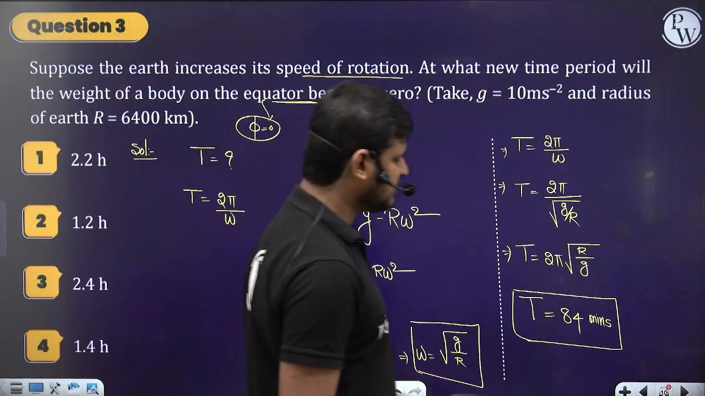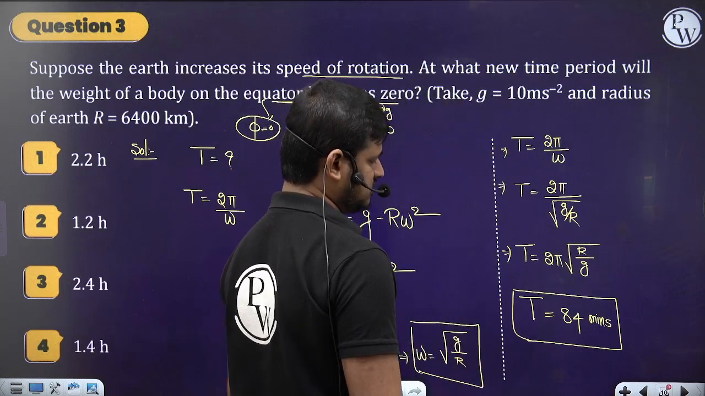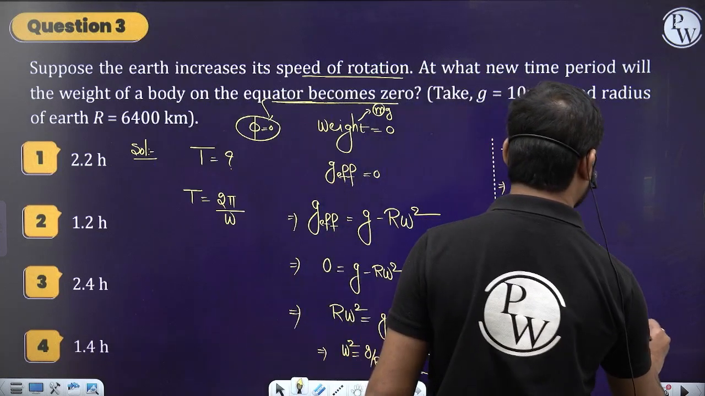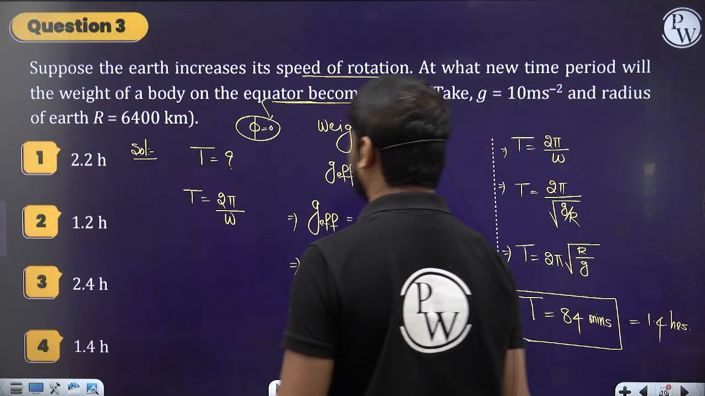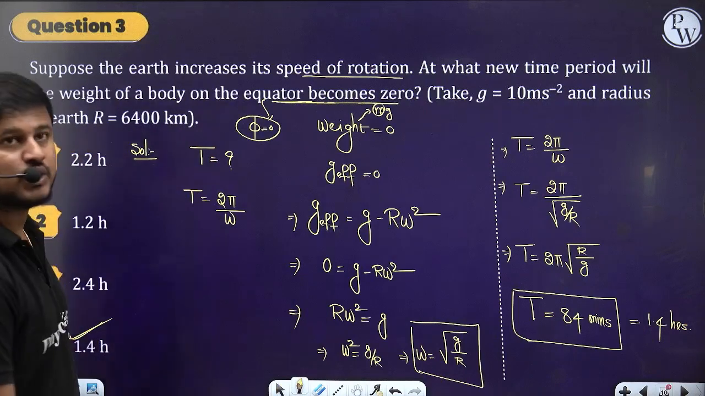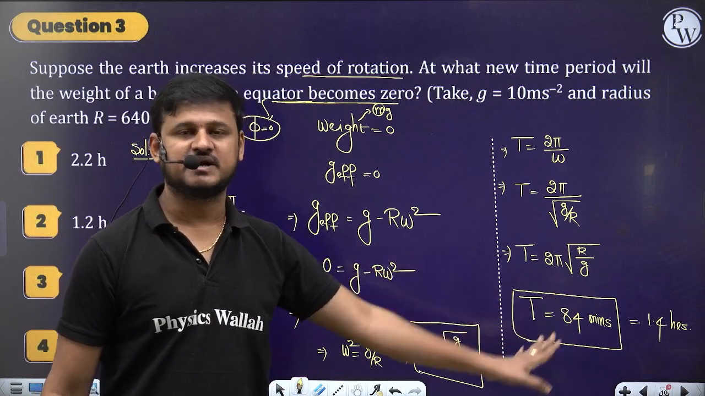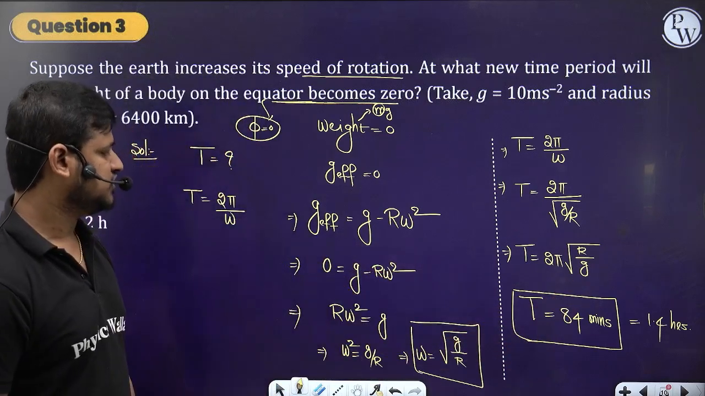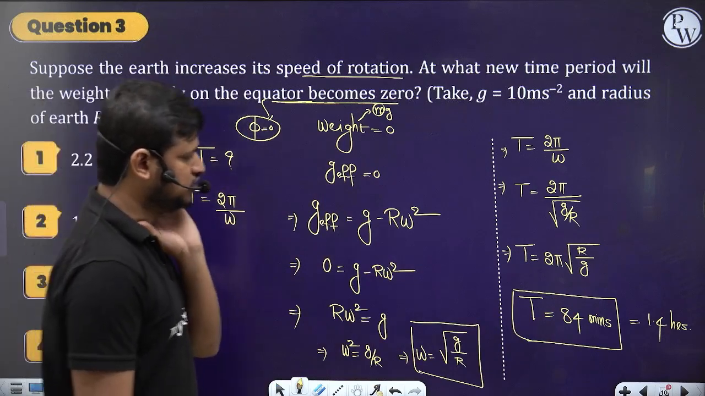Which is nothing but 24, 60 plus 24, means 1.4 hours approximately. Approximately 1.4 hours. Clear? Option 4 is the correct one. Done. So this is a standard result, you can remember directly. Okay. Chalo. So understand the procedure first. Done. Chalo. So let's move further.